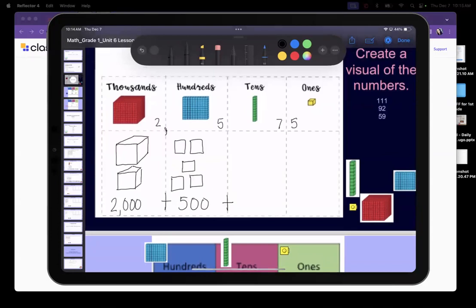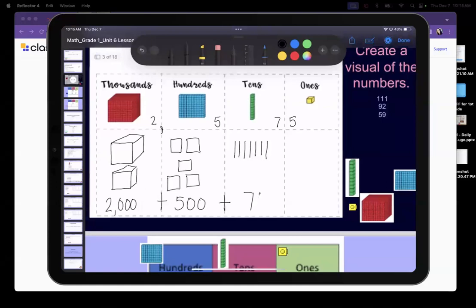How many in our tens, Kinsley? 7. 10, 20, 30, 40, 50, 60, 70. So then in the expanded notation, Elena, is it going to be 7 or is it going to be 70 down below? 7 or 70, Elena? 70. Good job. That's not easy.